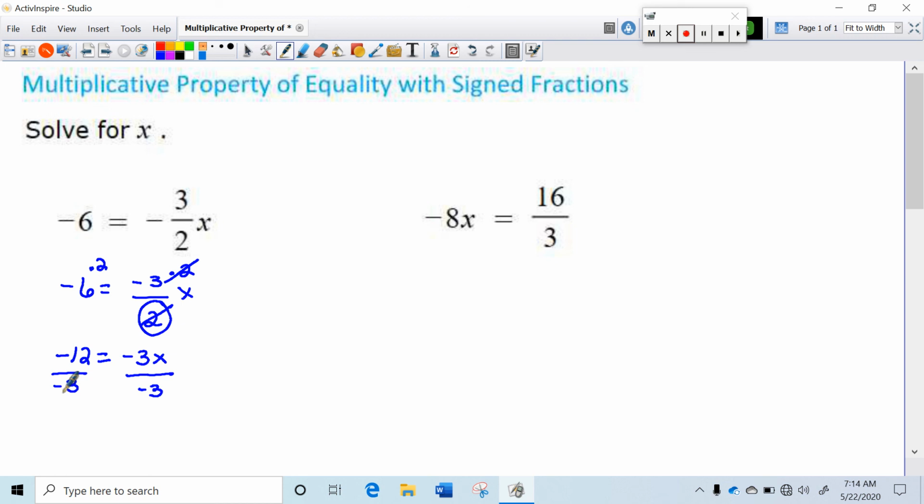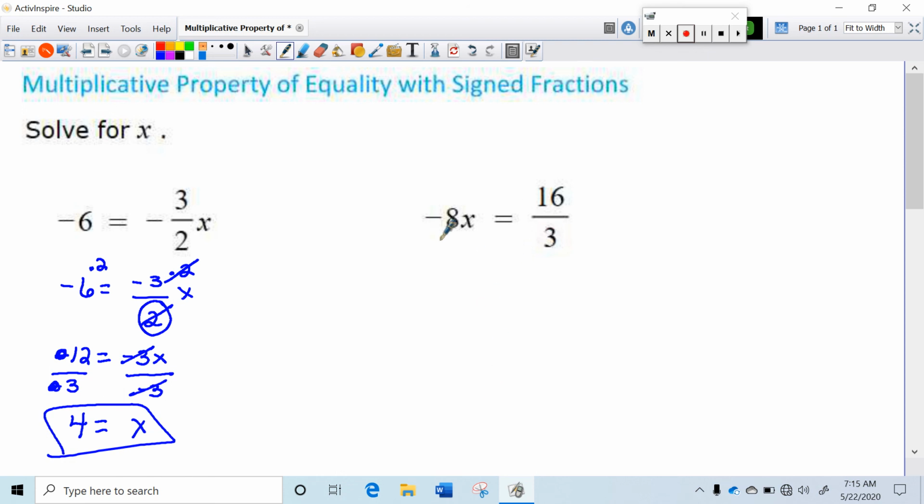Okay, so top and bottom, numbers on the top and the bottom cancel, but signs do as well. So this negative cancels out with this negative. They're gone. So my answer is going to be positive. 12 divided by 3 is 4 equals top cancels with bottom, so now x is by itself.